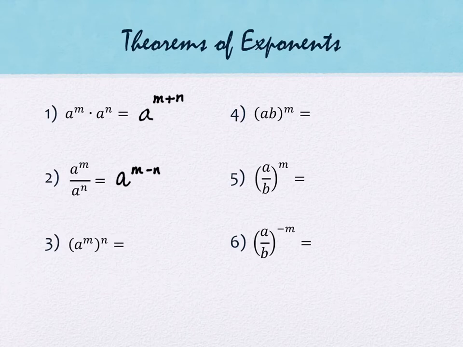Number 3 is a little different than number 1. On number 1, you actually have the base repeated, right? It's a to the m, a to the n. But on number 3, you have a to the m, and then it's raised to the power n. Okay? So a little bit different sort of patterning. And when that happens, we actually multiply our exponents together as opposed to adding them.